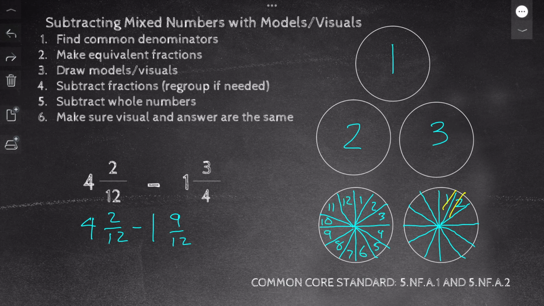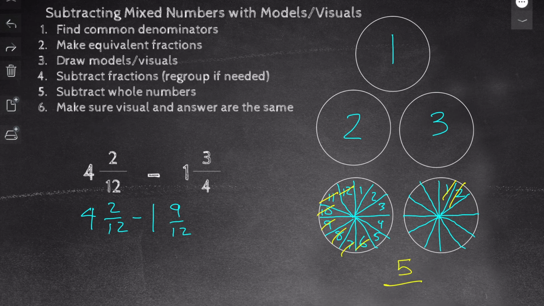I already took 2 away, so I need to take 7 more away. So that means I have 5 out of 12 left over. Now I need to subtract my 1 whole. I'm left with 2 wholes and 5/12.